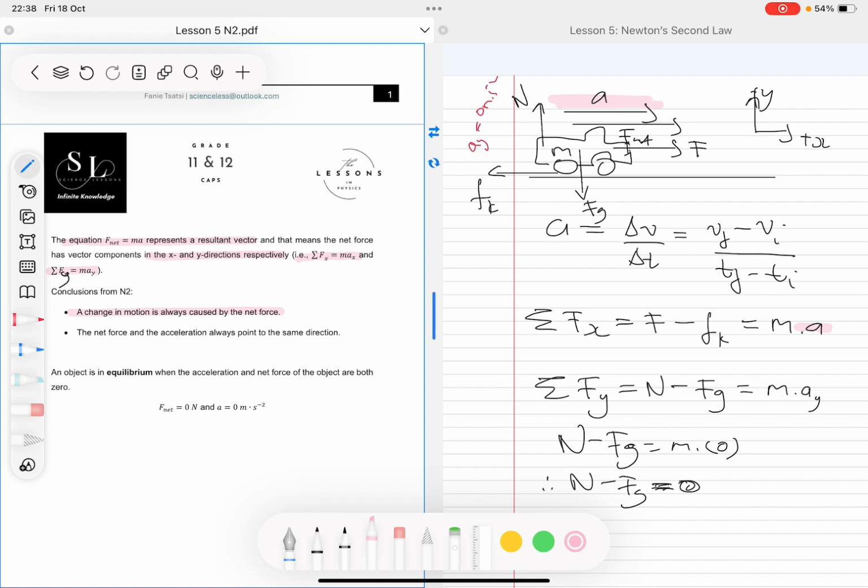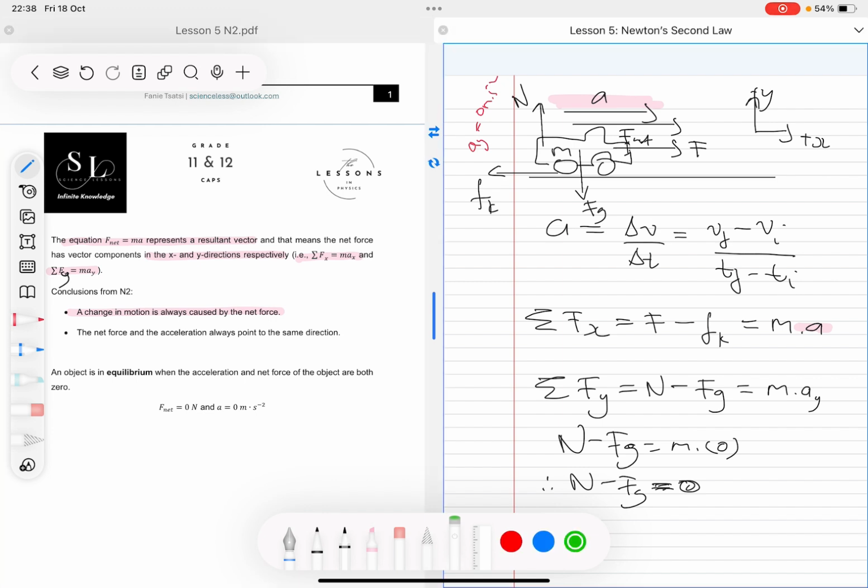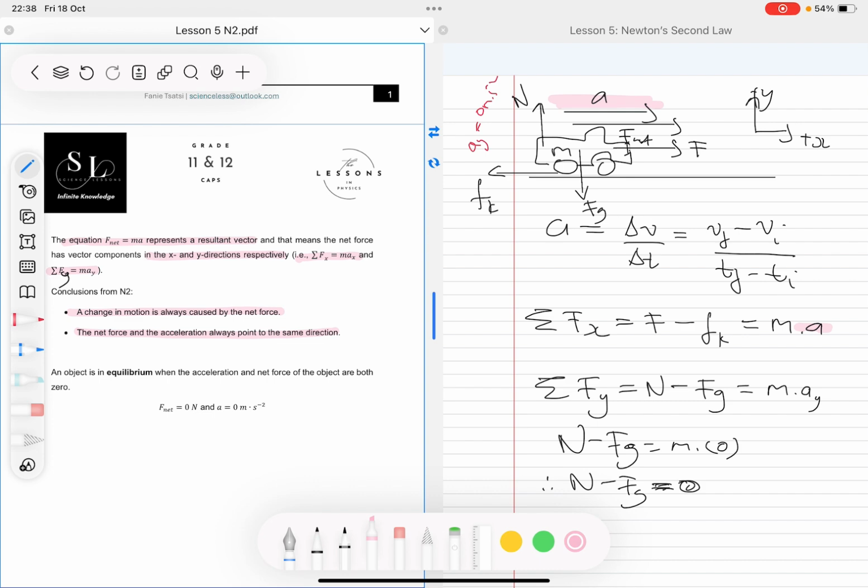The other conclusion that we have to see from Newton's second law is the fact that the net force and acceleration are always in the same direction, right? This follows from the fact that the two are directly proportional. So what we're saying here is that if the net force is going in that direction, the acceleration should also go in that direction. It is not possible for the net force to go in this direction and the acceleration to go in that direction. It cannot happen because they are directly proportional. So the net force and the acceleration are always in the same direction.